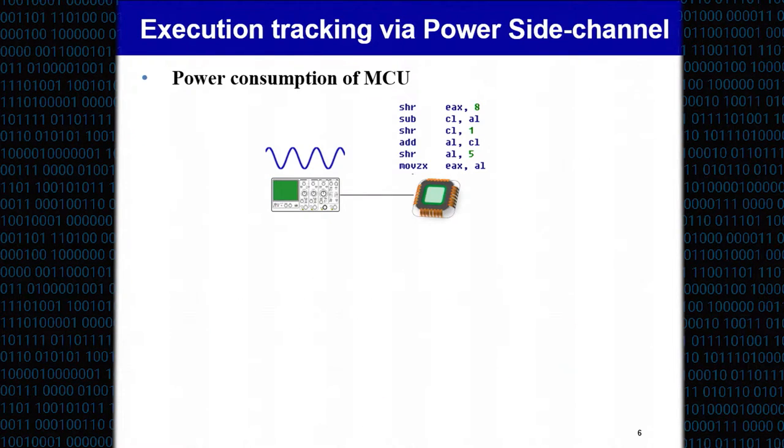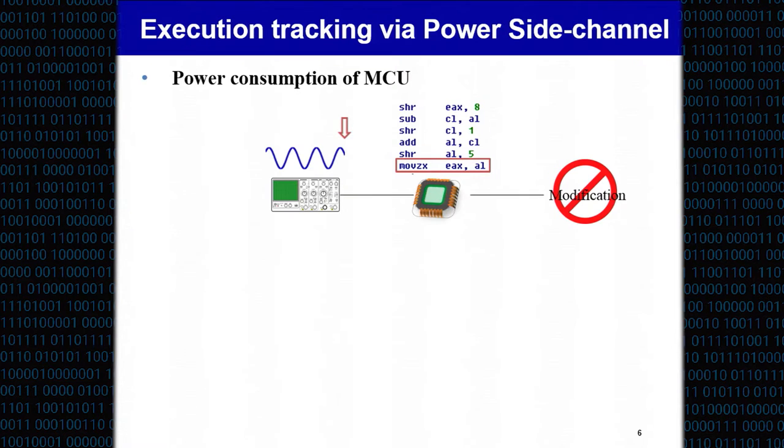To solve this problem, in this work, we propose execution tracking via power side channel. The power side channel reflects the power consumption of the MCU during code execution. Because different instructions tend to generate different power consumption traces, the power trace leaks information about the instruction being executed. At the same time, monitoring the power side channel requires no modification of the software or hardware inside the MCU.